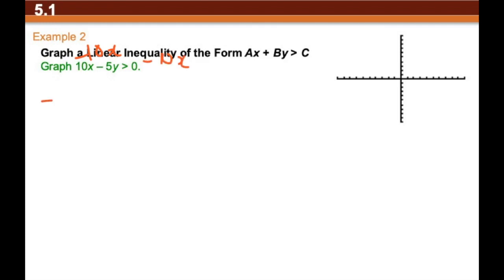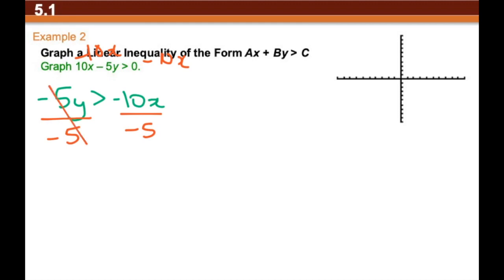we get negative 5y is greater than negative 10x. To fully isolate y, we'll divide both sides by negative 5. And this raises a point that you may have forgotten about inequalities.